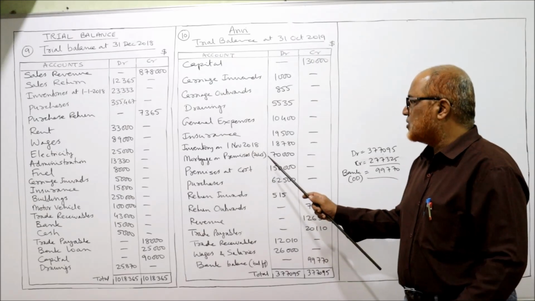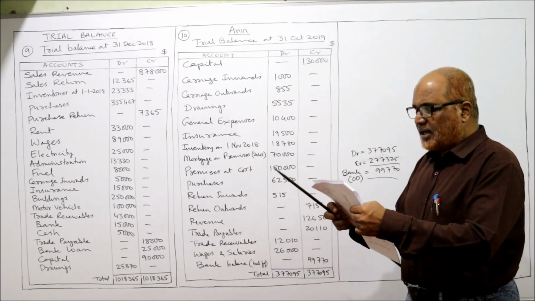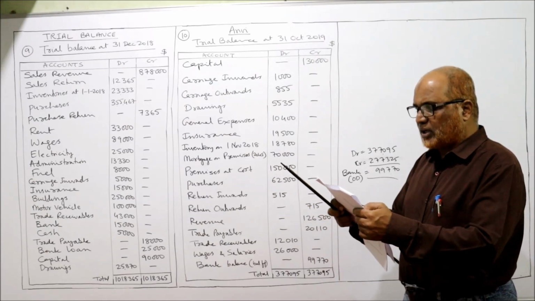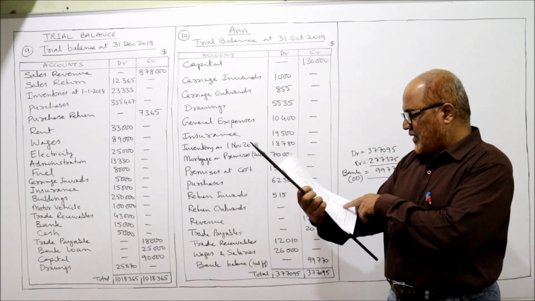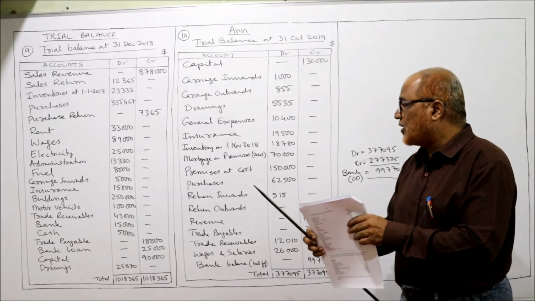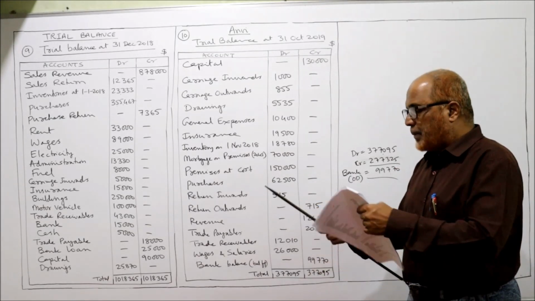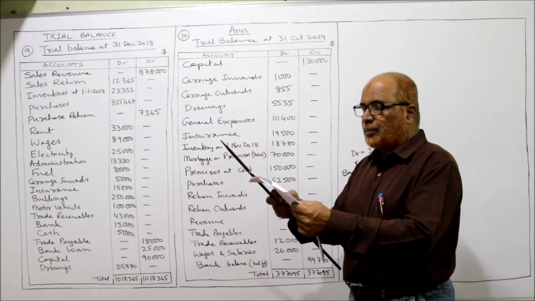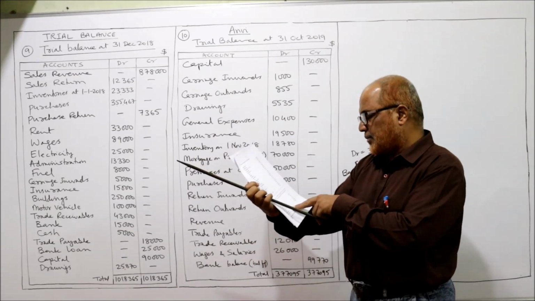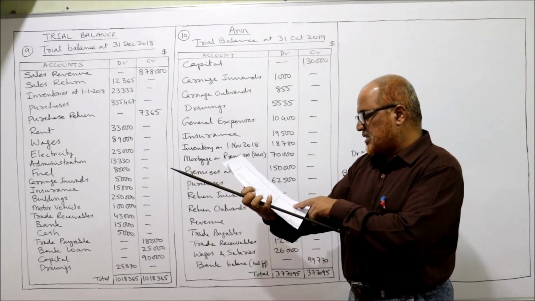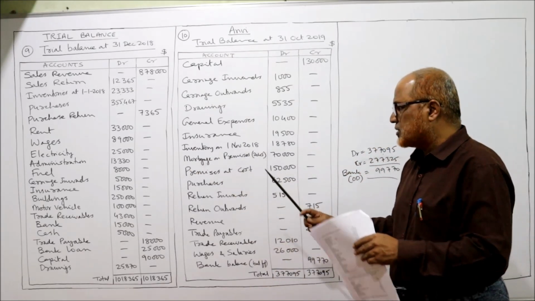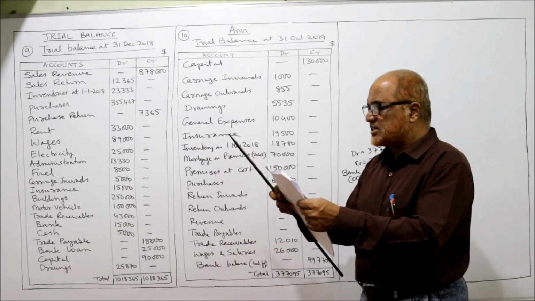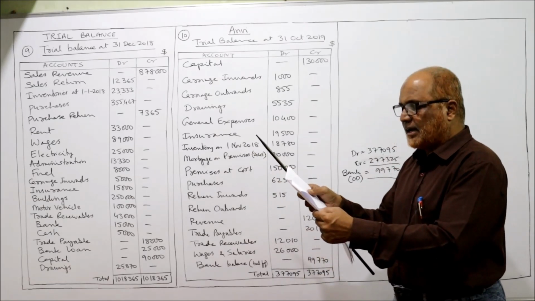Mortgage on premises 70,000. That is to be taken on the credit column. Then premises at cost. The premises at cost also she has not taken. Premises is 1,50,000 debit side. Premises 1,50,000. Next one is purchases 62,500 debit side she has taken correctly.